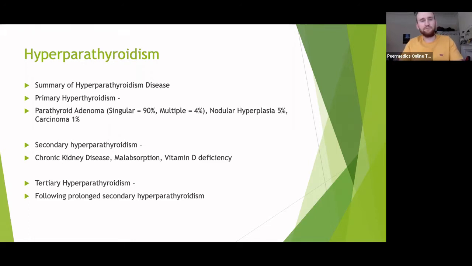And then tertiary hyperparathyroidism. I always got a little bit confused by this, but basically what's happened is you've had a cause from secondary hyperparathyroidism. That's then resolved, but due to that chronic hyperparathyroidism, you continue to have hyperparathyroidism. So yeah, often it's CKD patients, things like that, where the cause is then resolved.